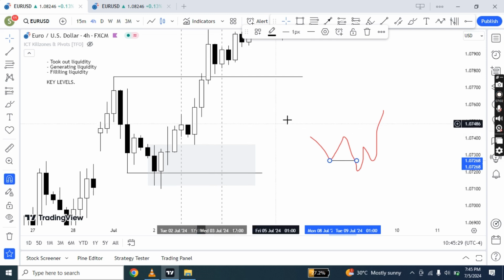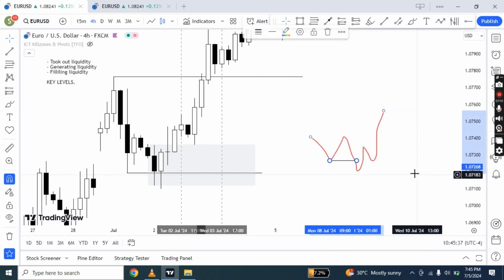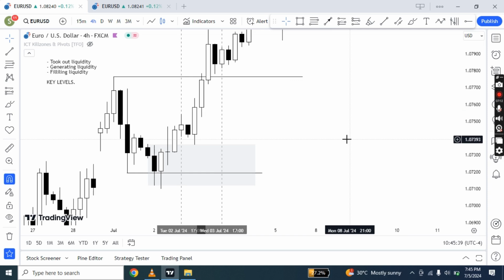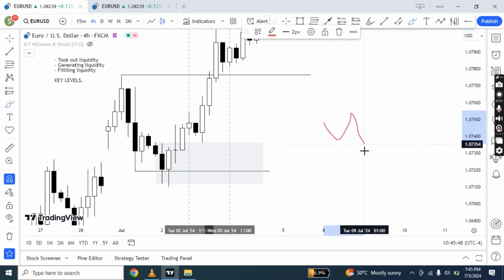Similarly, if we take the example of a breaker block, a breaker block is basically the high that has taken out the low, meaning it has taken out liquidity. So again, price could potentially use that high as a future reference for price to find support and expand from, and we call such a high a breaker block.